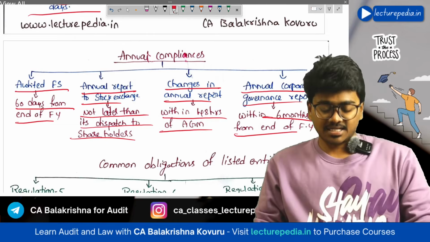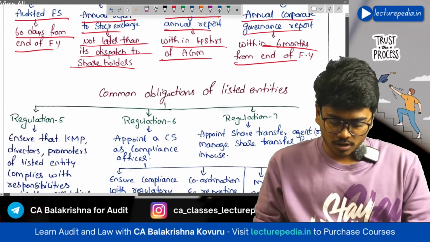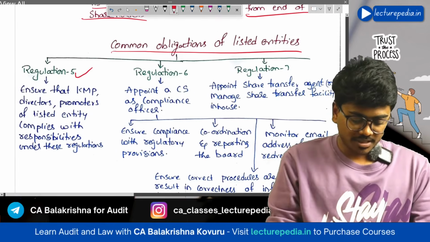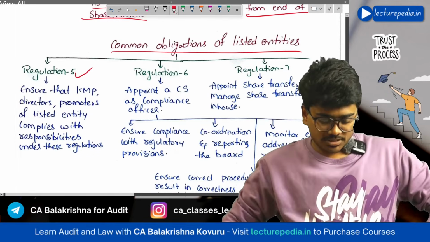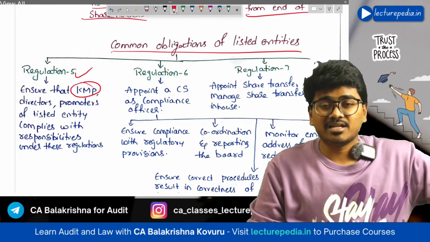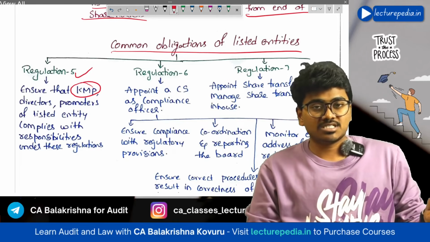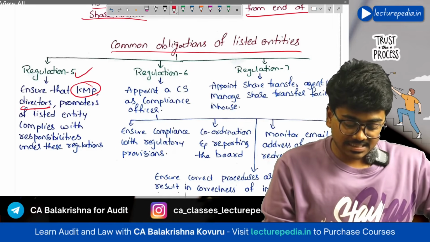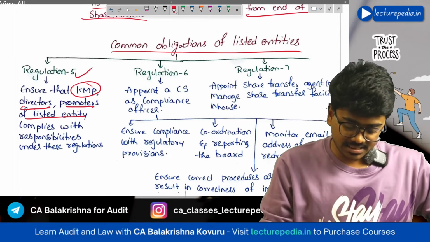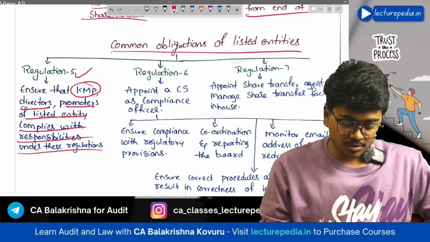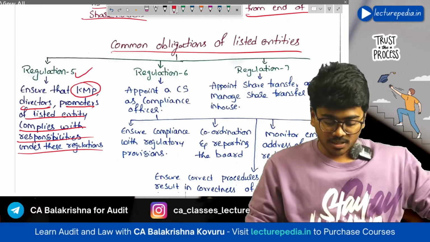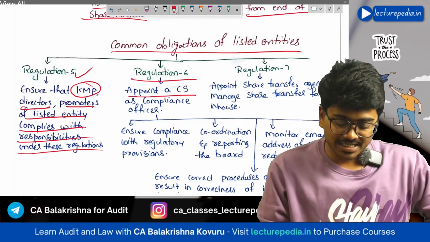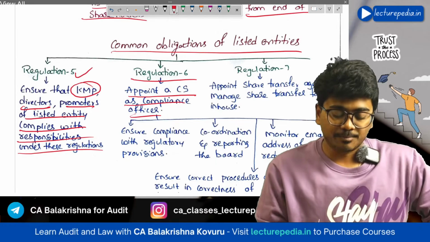Next, moving to certain common obligations of a listed entity. Regulation 5: the listed entity has to ensure that the key managerial personnel, that is CEO, CFO, CS, managing director, whole time director, and the directors and promoters of a listed entity comply with responsibilities under these regulations.